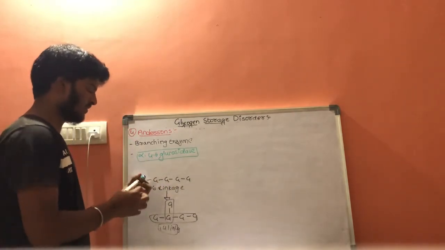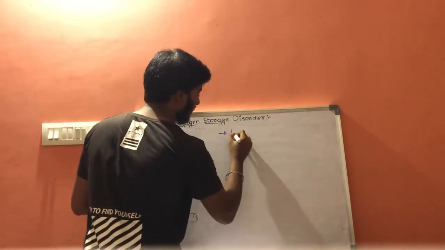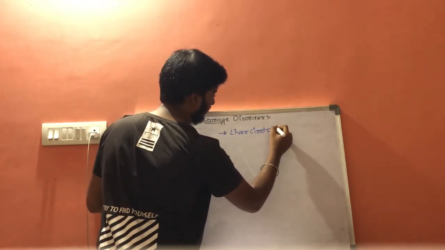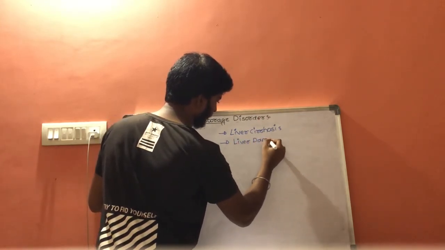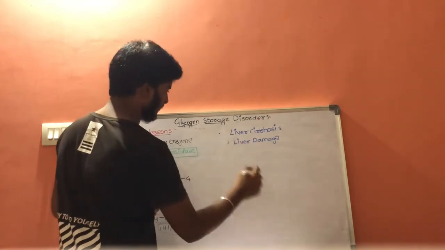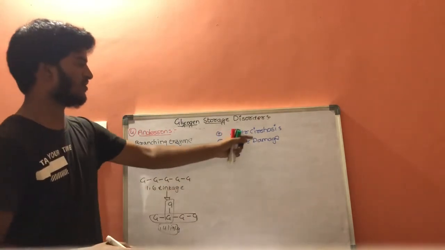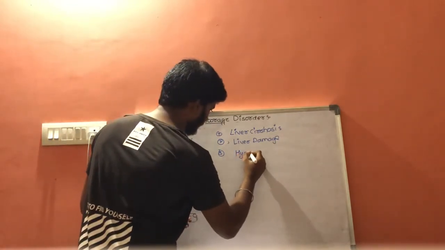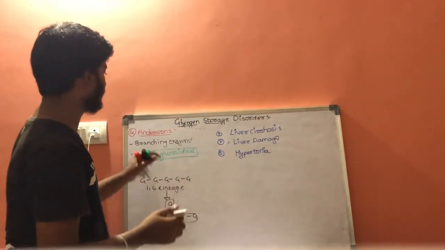The symptoms of Andersen's disease include liver cirrhosis, liver damage, and hypotonia. These are the symptoms of Andersen's disease.